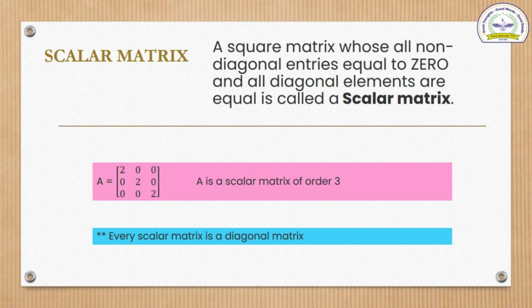Scalar matrix. If all the elements in the diagonal of a diagonal matrix are equal, it is called a scalar matrix. Thus, it is a square matrix. We can see in the matrix A all diagonal elements are equal to 2 and non-diagonal elements are zeros.